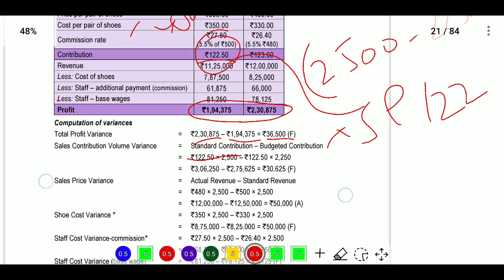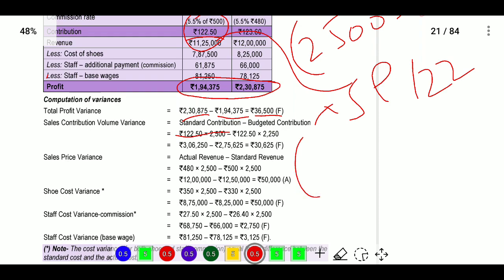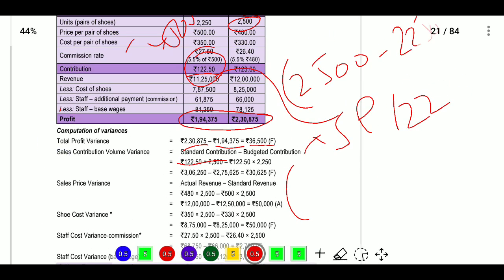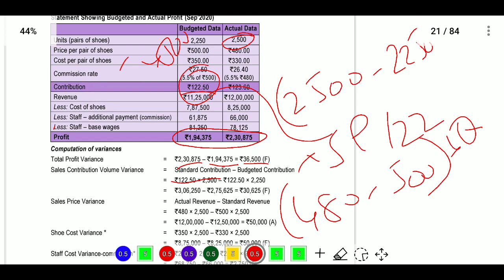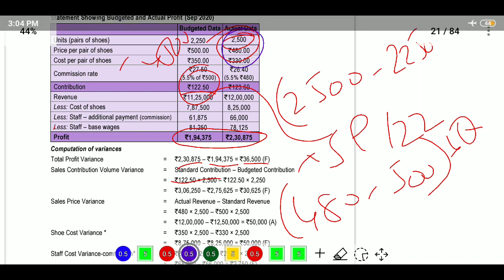Now the sales variance. Sales price variance means: what are the prices we have? Prices are 500 and 480. So 480 minus 500, and we take it into quantity. Quantity always means actual quantity. The actual quantity is 2500.